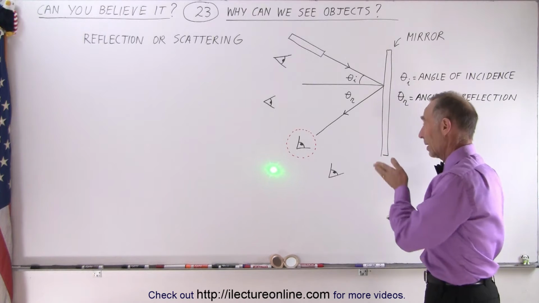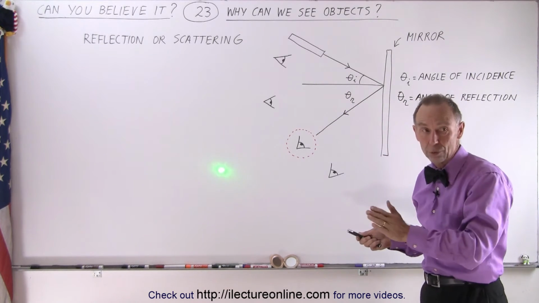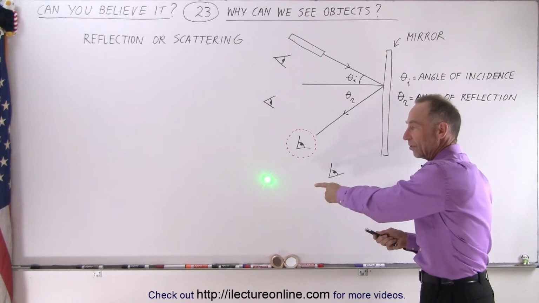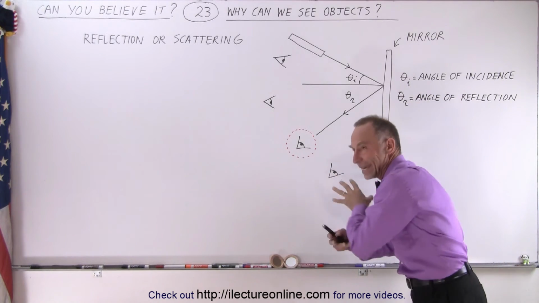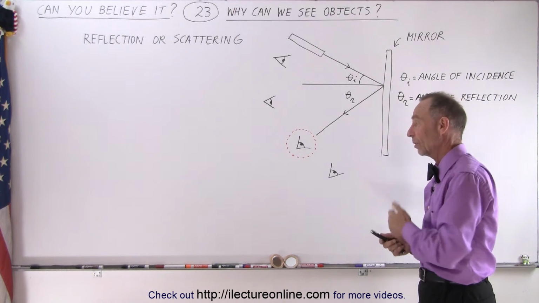And that's why I can see it, you can see it, and anybody else that stands in the room in any position will be able to see that dot because the light is scattered in every direction of the room. And that is why you can see it just as well as me.